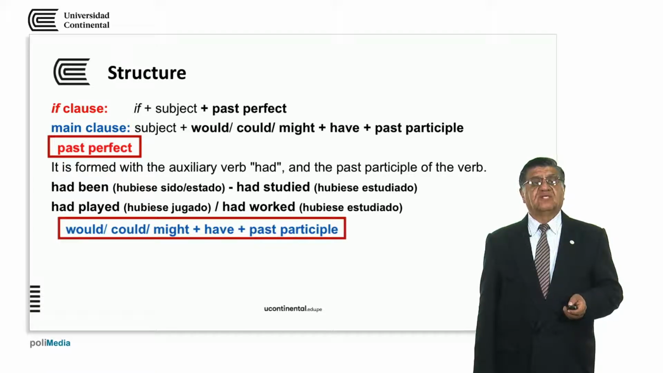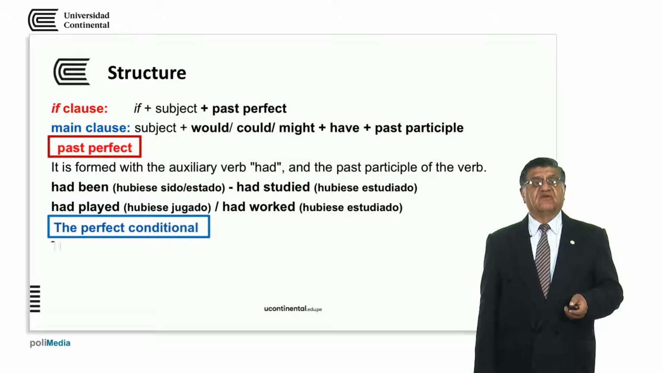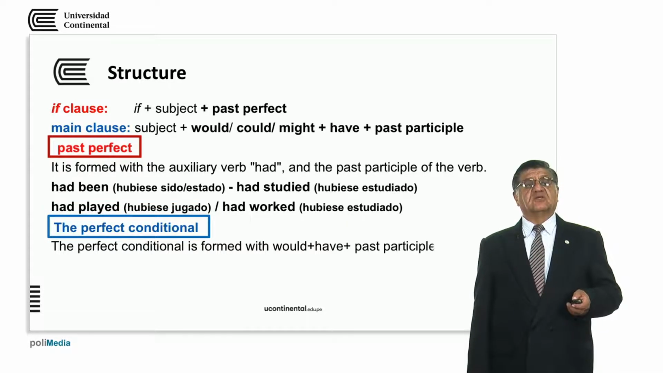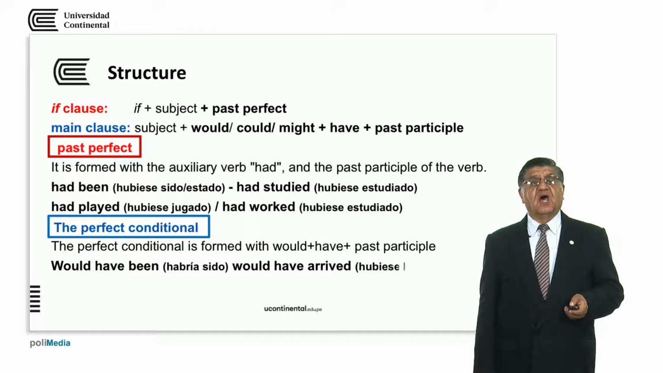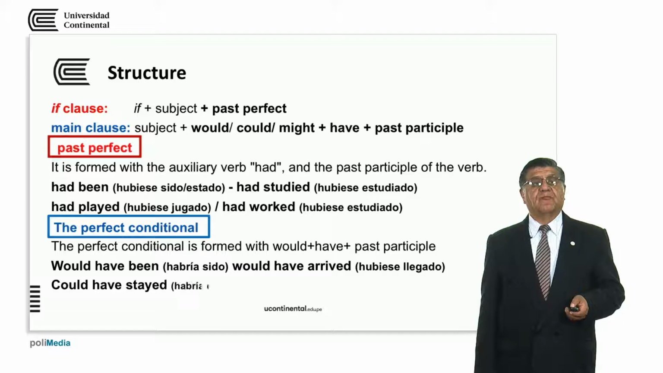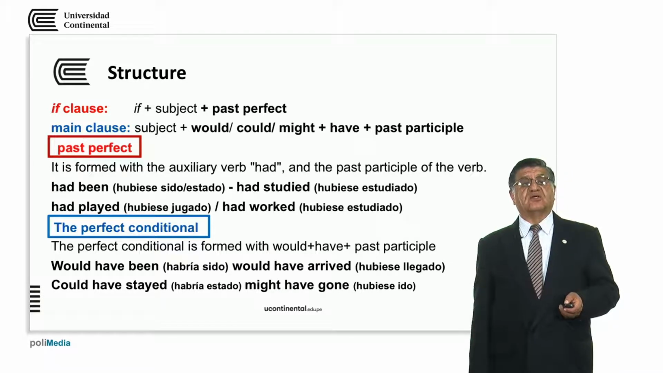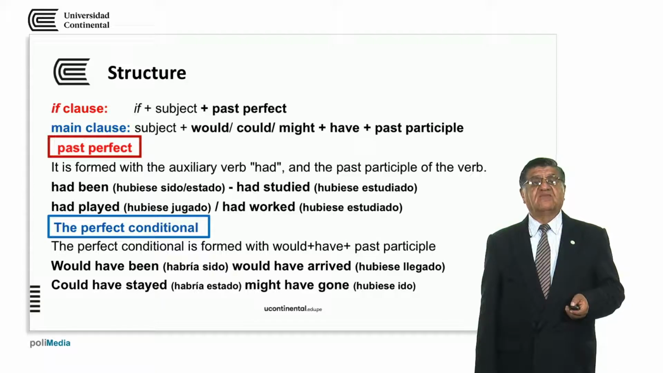Would, could, might, plus have, plus participle is the main clause. The perfect conditional, that is the name of this tense. The perfect conditional is formed with would, have, past participle. Remember, we can use could and might also. Would have been, or could have been, or might have been. We can also contract this. Would've been, would've arrived. Here we have an example with could and might. Could have stayed, might have gone. I'm contracting: could have to could've, might have to might've.